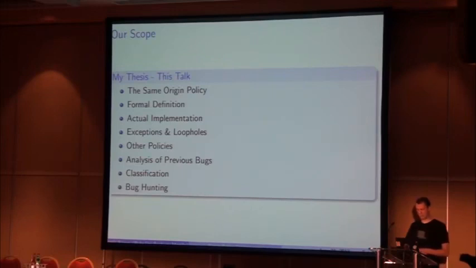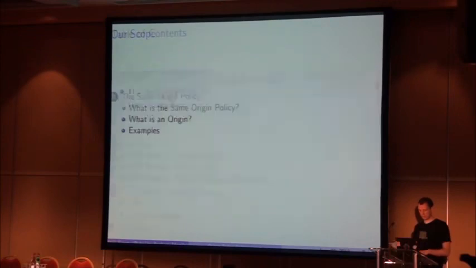So our scope: I'm going to talk a bit about the basics of the same origin policy and go into details about exceptions. But I actually did a whole lot more, which I can't present all in this condensed format. What I actually did was look at the same origin policy, the formal definitions, the implementations, the exceptions and loopholes. There are dozens, that's fun. Different policies. I analyzed a lot of previous bugs in the same origin policy and did some classification and some bug hunting. The results of that I'm going to show here.